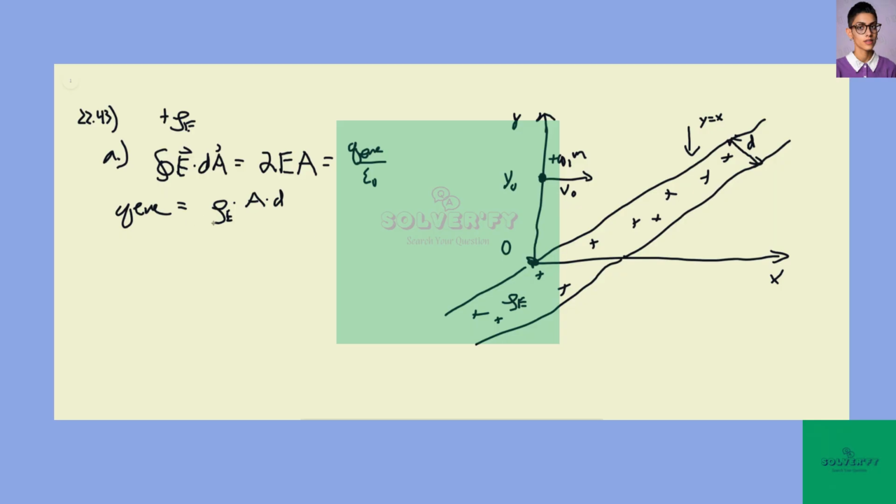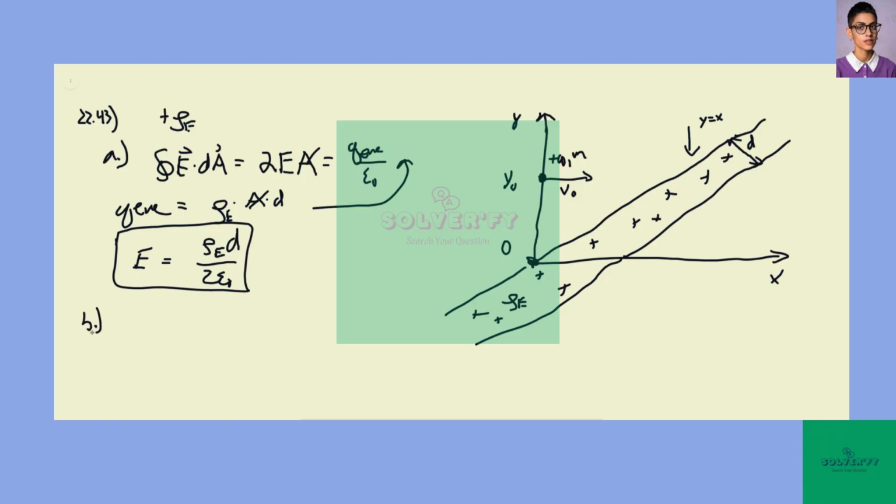So if we plug that into our equation up here, we can then solve for E and see that this comes out to being rho e d over 2 epsilon naught. And the areas cancel out, so it doesn't really matter how we draw our Gaussian surface. So that's very cool. And also, the electric field is independent of the distance from the slab, which is also interesting. Okay, part B now.